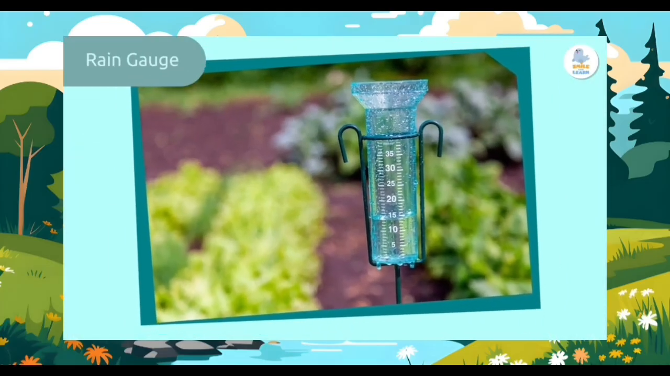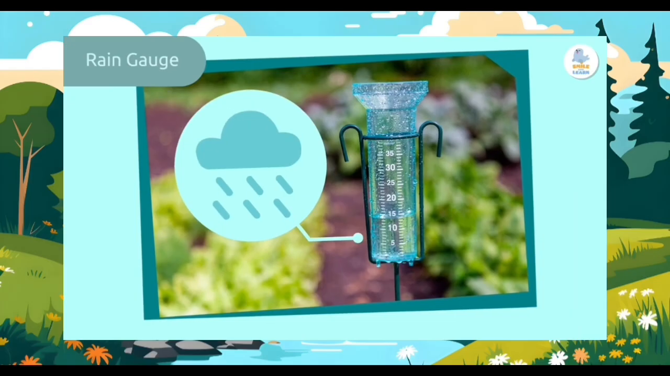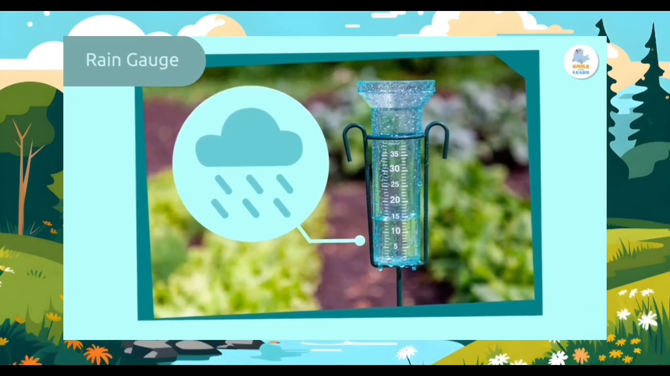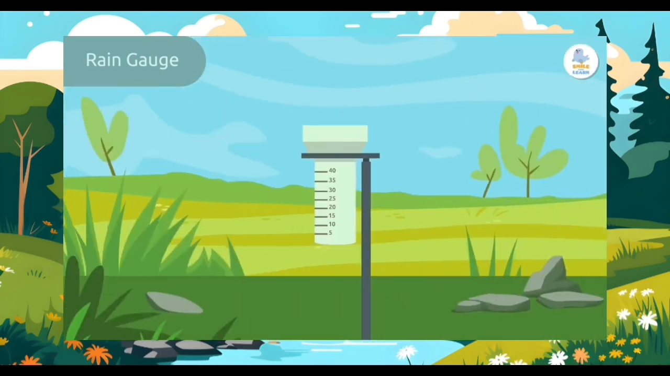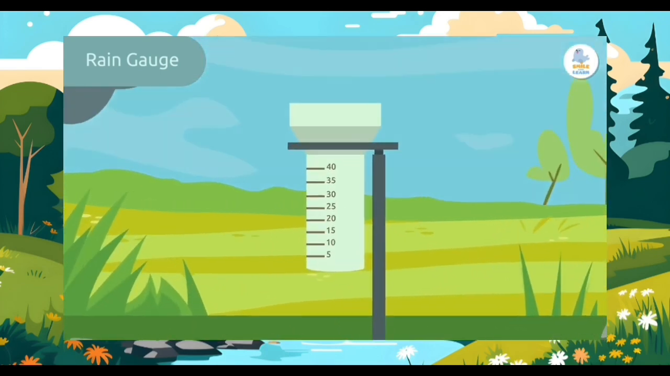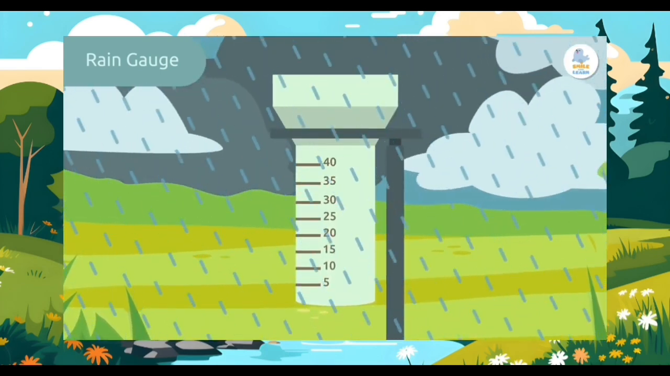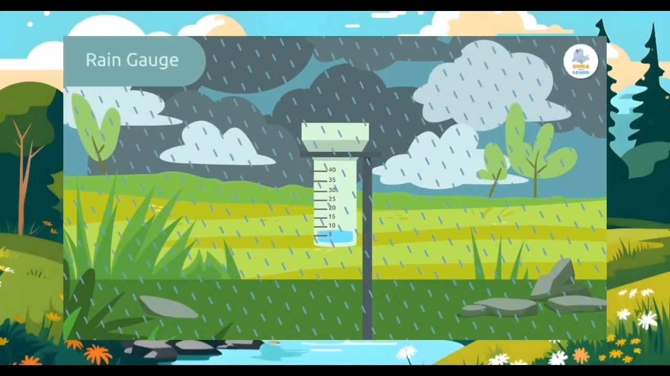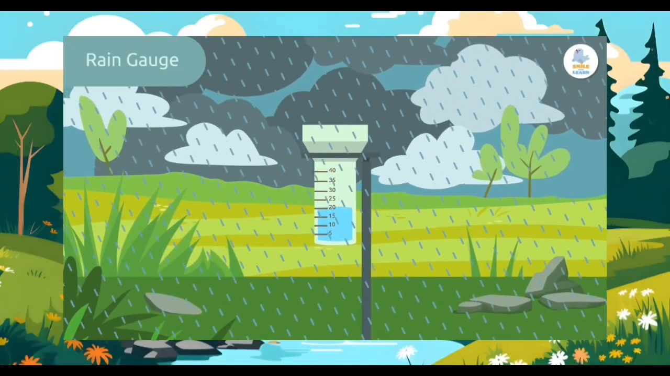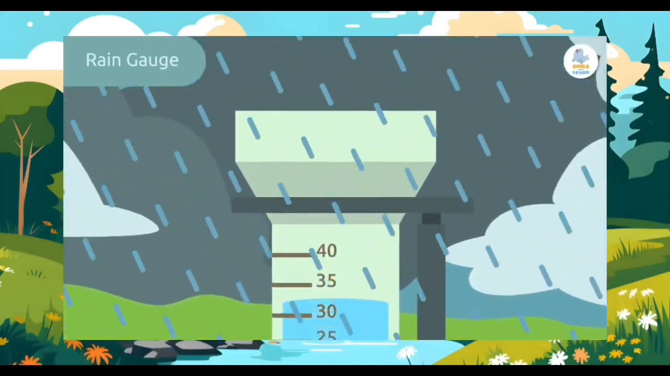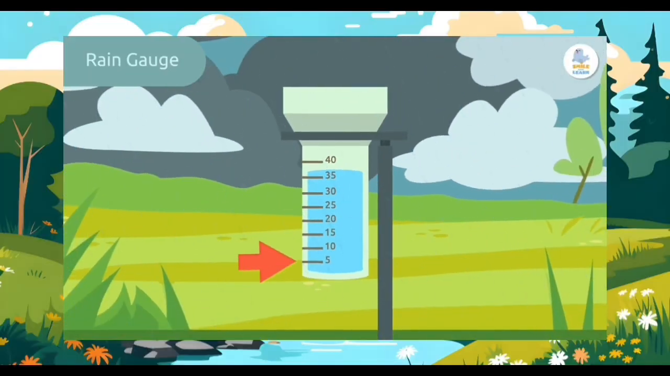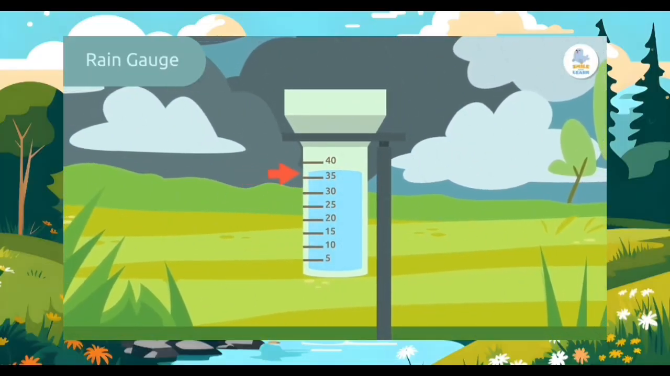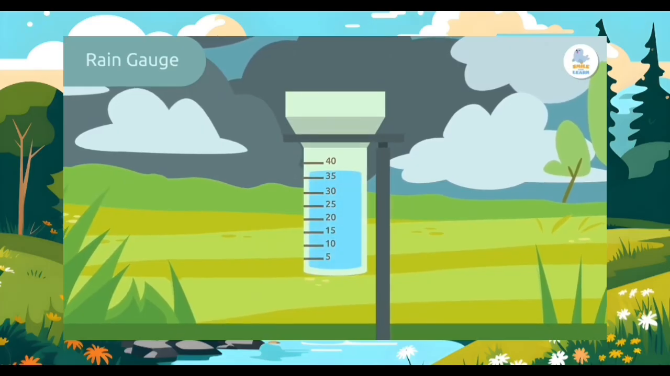The rain gauge is an instrument that measures precipitation, or water in the form of rain, snow, or hail that falls from the sky. There are several types of rain gauges, but this one is the simplest. It's a container that you put in a flat, open area to collect rainwater. It has an open top to let water in. After it rains, you measure the water in the container and record the total amount of rain that fell.